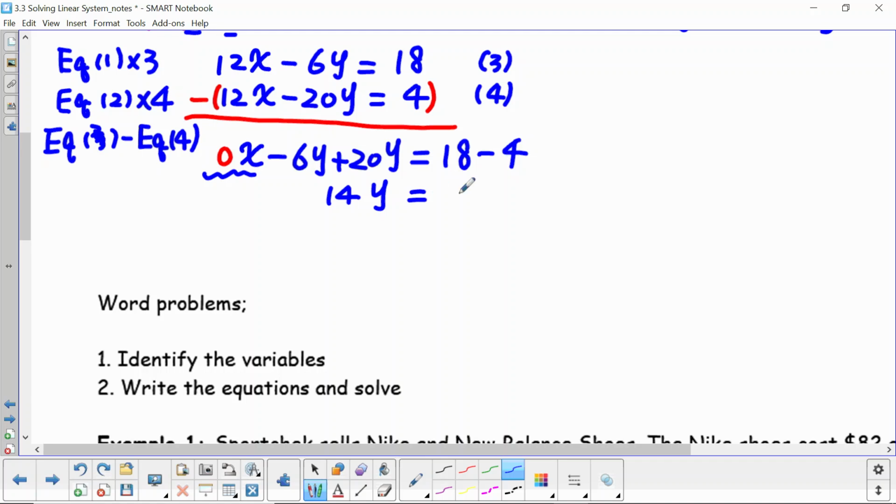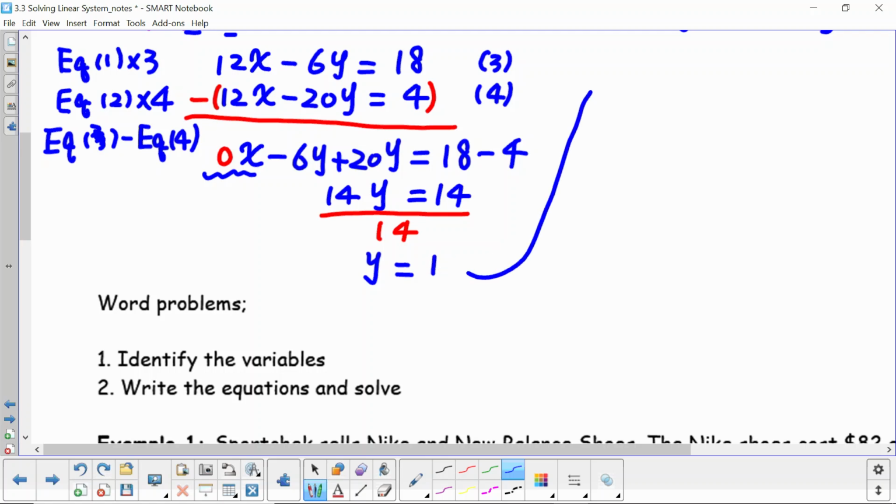Then 18 minus 4 gives you 14. Then in order to solve for y, we want to isolate y. We move the 14 to the other side. The opposite operation is division. So 14y divided by 14 gives you y. 14 divided by 14 gives you 1.